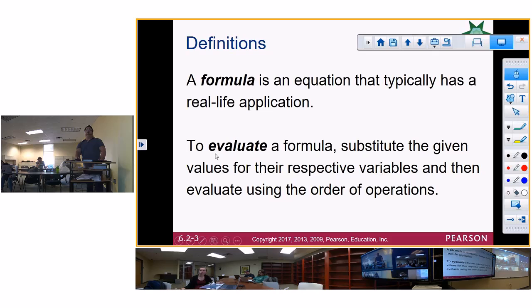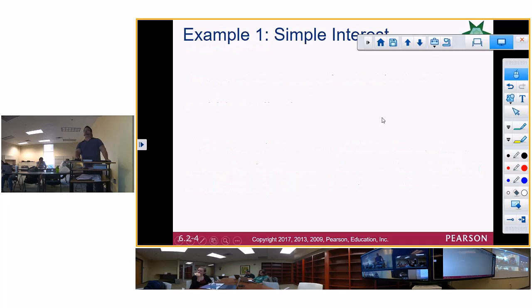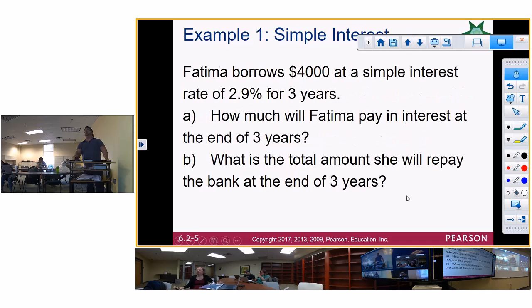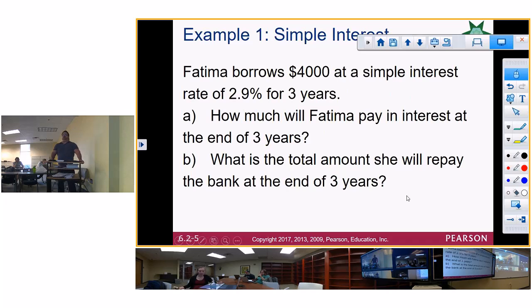Evaluate. What does evaluate mean? Plug and what? Plug and chug. To evaluate and determine mean plug and chug. Okay, I is equal to PRT. That is a formula. Anything that has a bunch of variables in it, what's the difference between a formula and an equation? A formula has more variables than it has numbers. Capiche? Usually if you have one number and 4 or 5 variables, that means it's a formula.